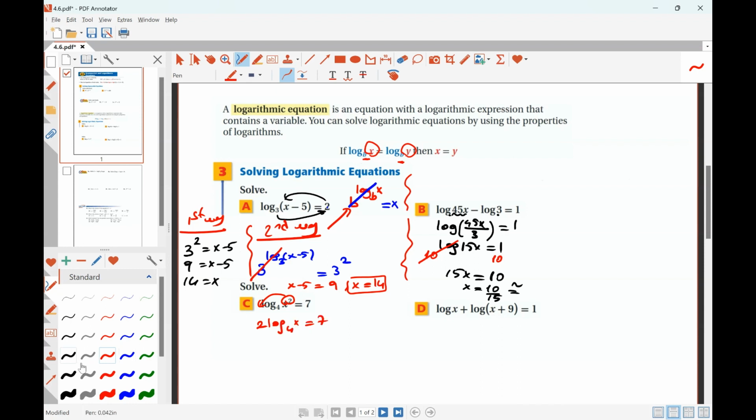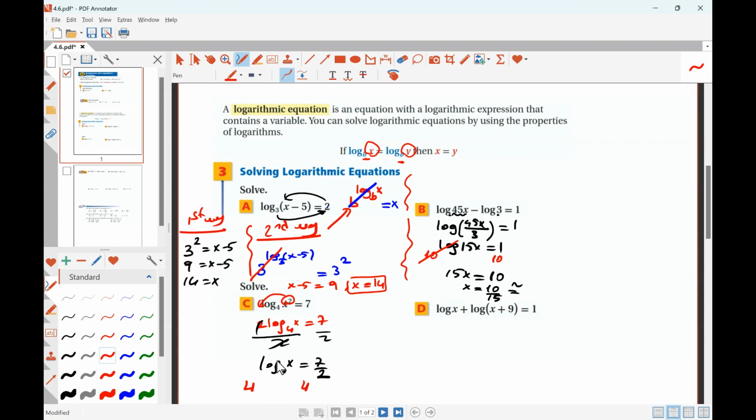Let's divide both sides by 2. So log base 4 of x equals 7 over 2. Now it is simpler. I will apply this inverse property here. I will exponentiate both sides by using base 4.